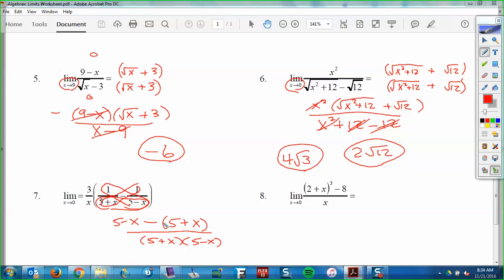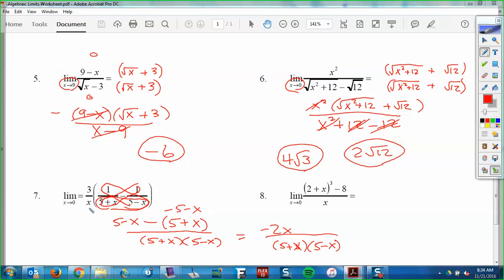Okay, now when you distribute this, 5 minus 5, those are going to cancel, and then you're going to have negative x, so this gives minus 5 minus x. So the 5's cancel, but negative x minus x, you end up with negative 2x. And then down here, you just have this 5 plus x, 5 minus x, which I'm not going to mess with.